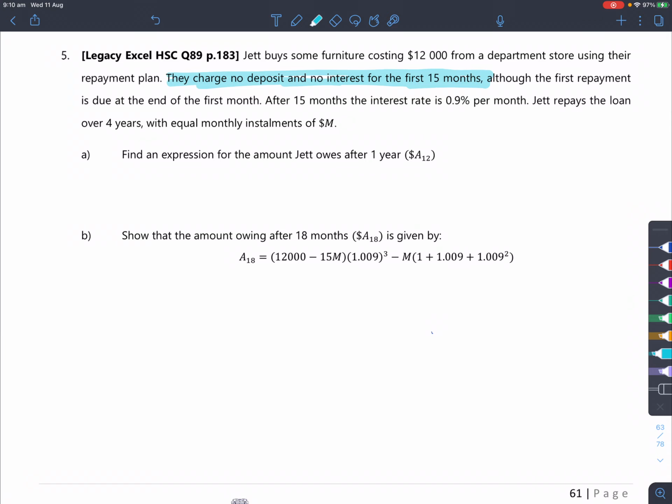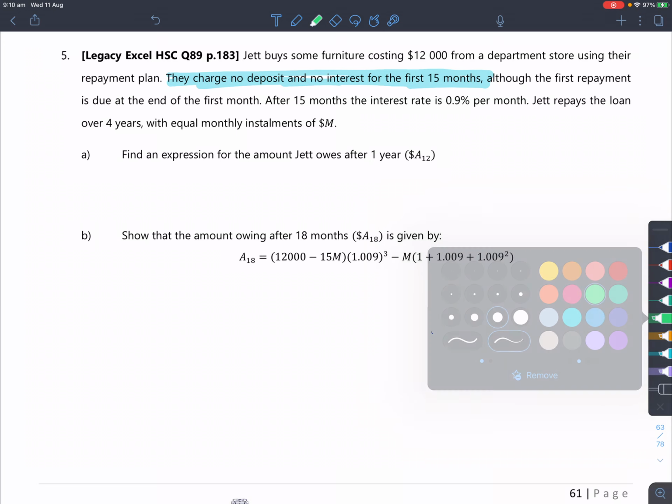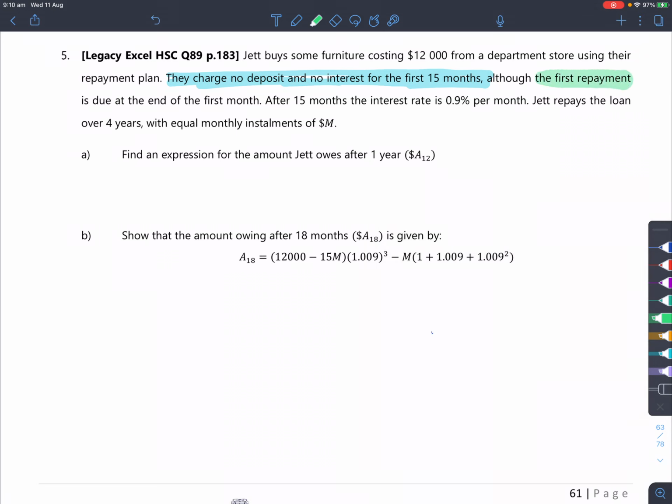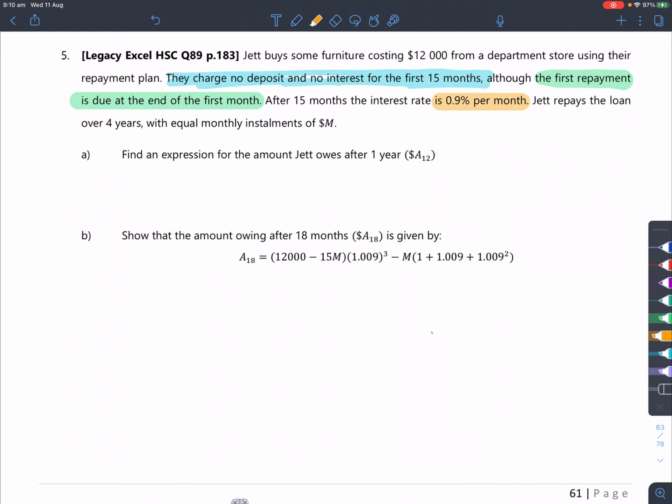Although the first repayment is due at the end of the first month, I'm going to highlight that as well. After 15 months, the interest rate is 0.9% per month. Let's highlight that. And Jet repays the loan over 4 years with equal monthly installments of $M. So we know that eventually it's going to be 4 times 12, which is 48.